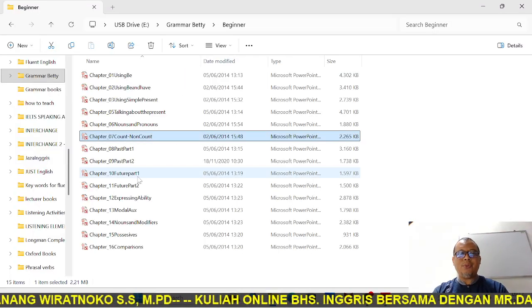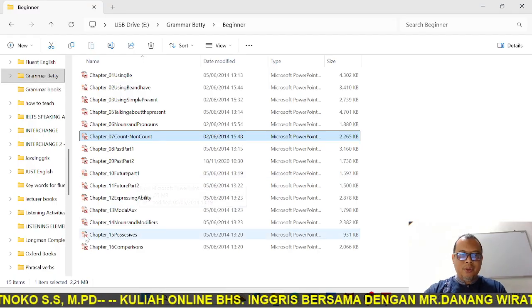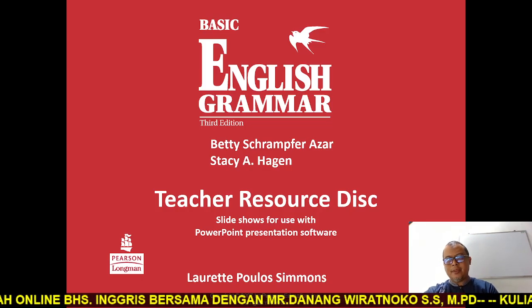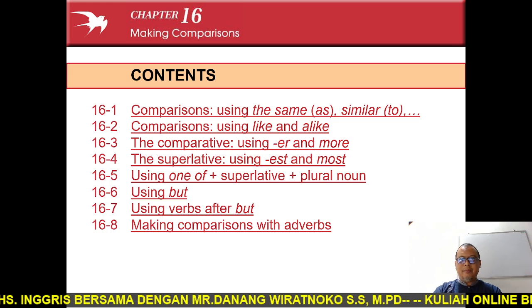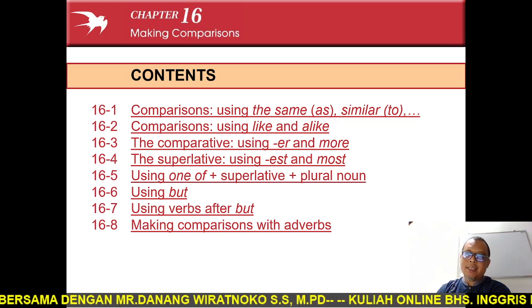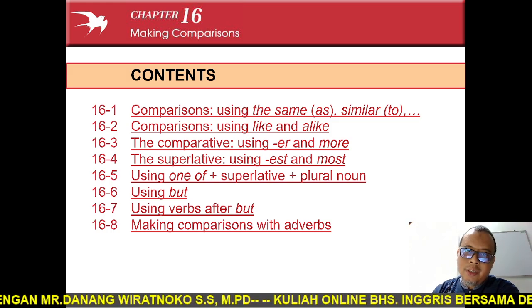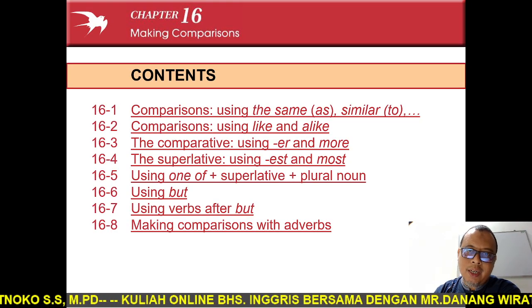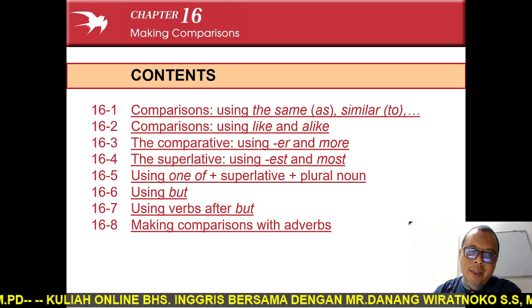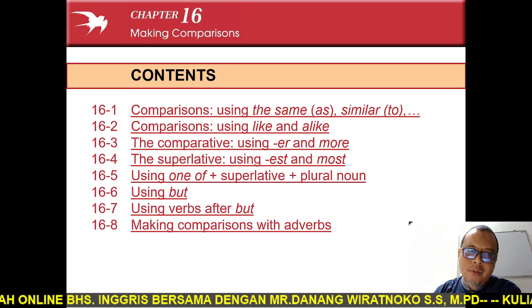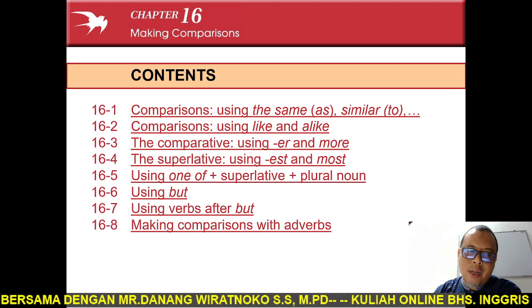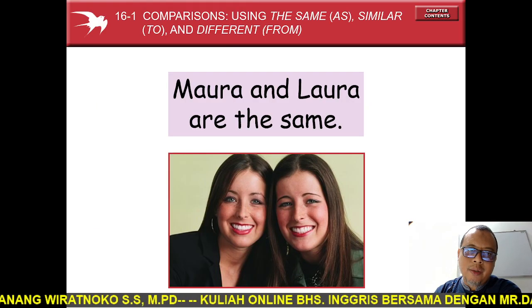Okay, we go to the next one, everyone. So we go to comparison, okay, from unit 3. Comparison using the same as, same as, and then similar to. Comparison using like and alike. Comparative using er and more, and superlative using est and most. Using one of the superlative and plural noun, using but, using verb after but, making comparison with adverb.